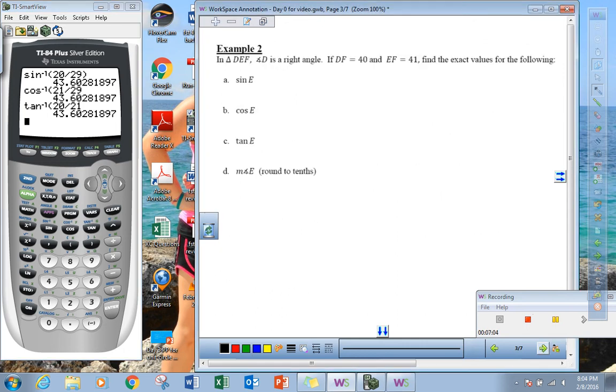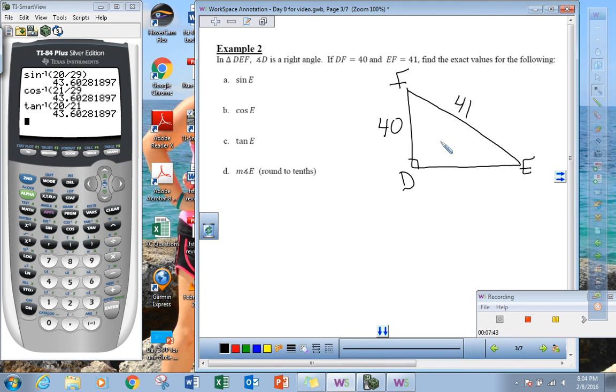Here goes my number 2. It says in triangle DEF, angle D is a right angle. So let's come over, sketch some right triangle, but make sure angle D is your right angle. And remember, it doesn't matter where we put those other two letters, E and F. Then it says if DF equal 40, so I'm going to put a 40 right there. EF is going to be 41.